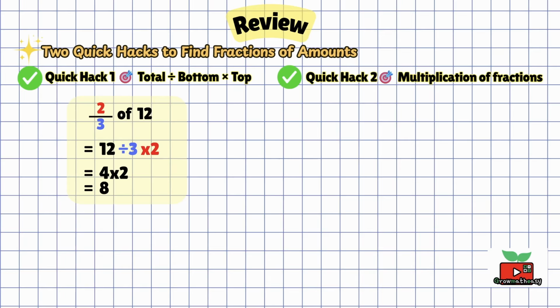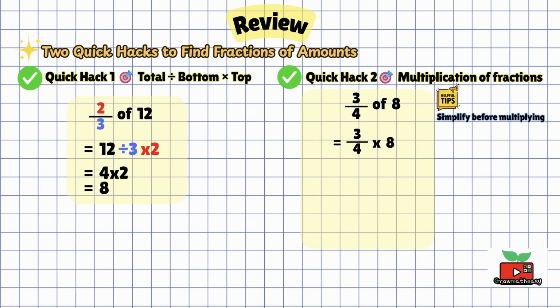Quick hack 2. Use multiplication of fractions. For example, 3/4 of 8 means 3/4 times 8. Here's a useful tip. Always simplify before multiplying. It makes the calculation so much faster and easier. So 4 and 8 can both divide by 4. And when we multiply the top numbers and bottom numbers, we get 6. And that's it. You have just mastered fractions of amounts.